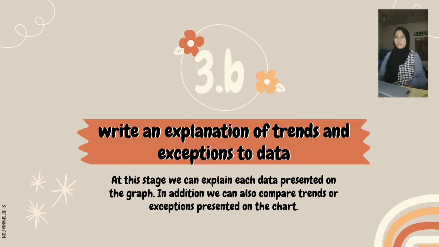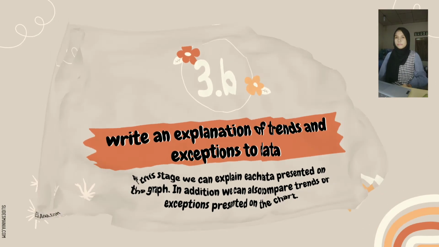Step 3.B. Write an explanation of trends and exceptions in the data. At this step, we can explain the data presented on the graph. In addition, we can also compare trends or exceptions present on the chart.